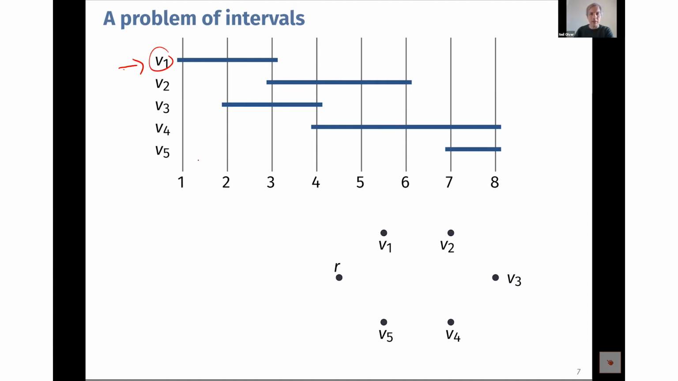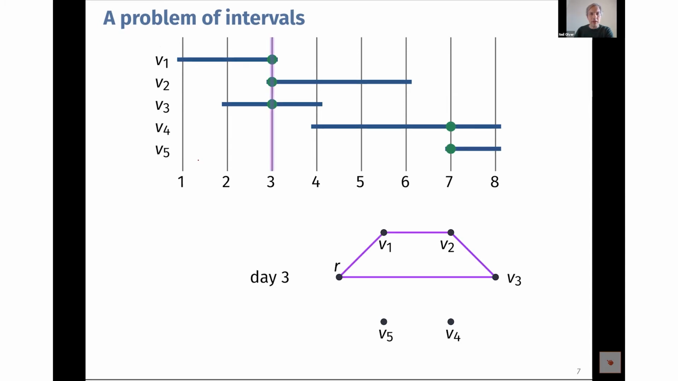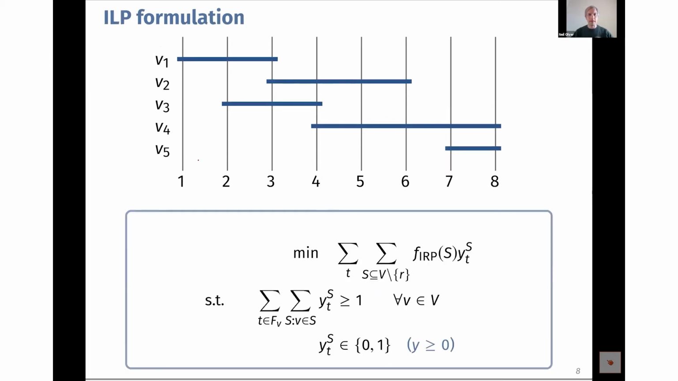So in this example, I could deliver on days 3 and 7 only, by visiting 1, 2, 3 on day 3 and 4, 5 on day 7, and that's a feasible solution. The cost is the sum of those two tour costs. So, no holding costs.